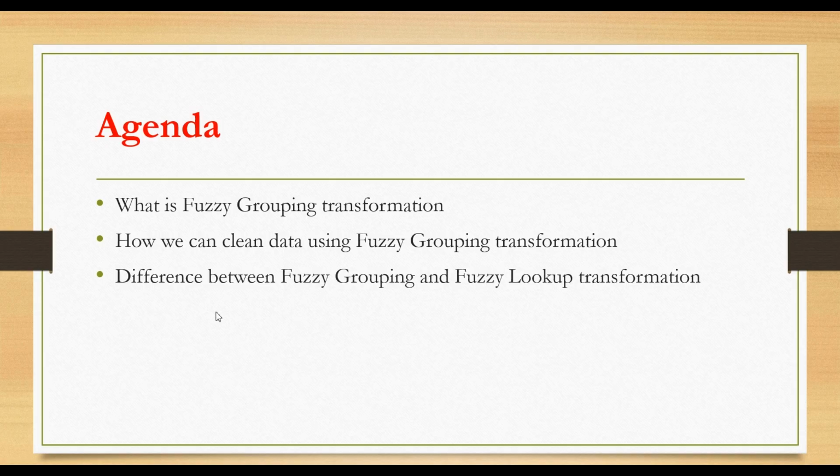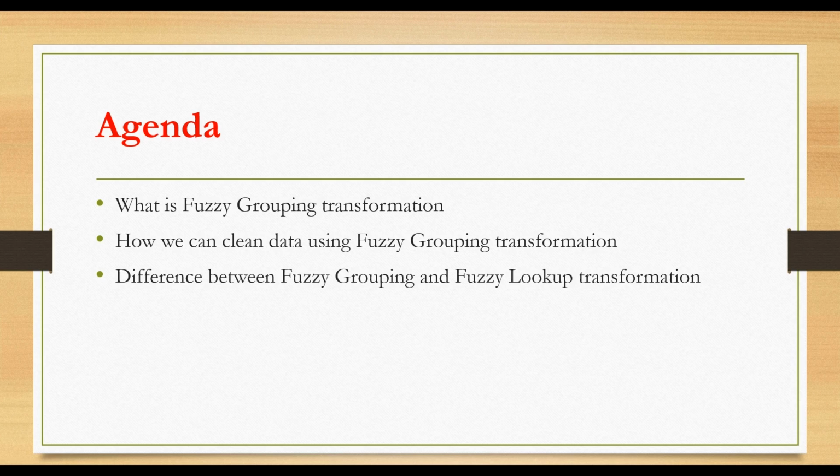Now, the difference between fuzzy grouping and fuzzy lookup transformation. The main difference: fuzzy lookup transformation needs a reference table to correct the data, to find out the wrongly typed word. Basically, it needs the source input and also a reference table. But fuzzy grouping needs only the source. Within the source, it will group the data and identify the wrongly typed word. I hope you understand this.